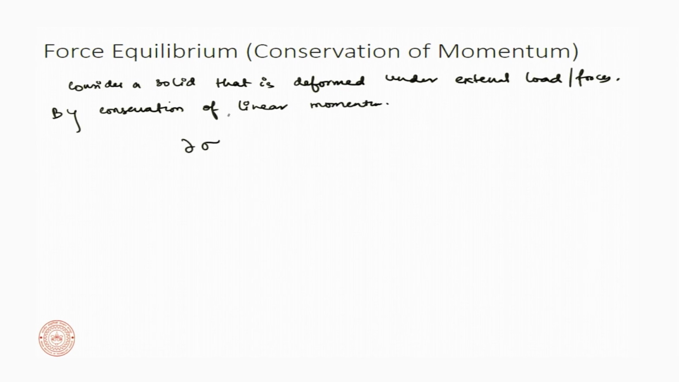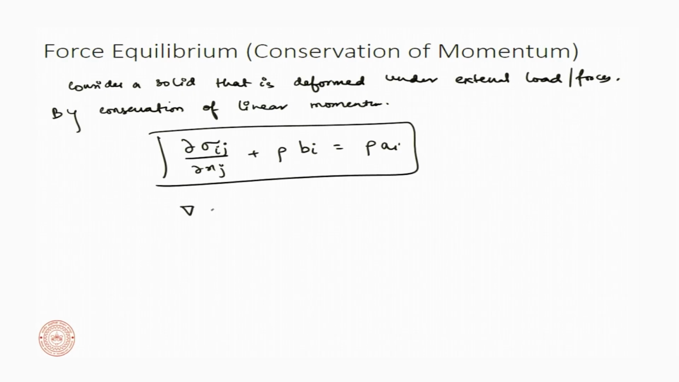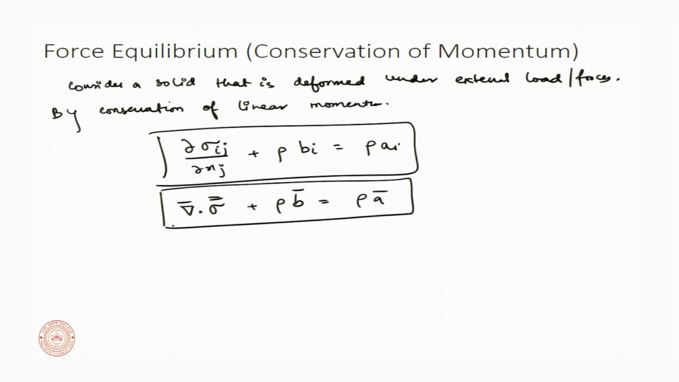Our equation becomes del sigma ij by del xj plus rho bi equals rho ai. You can also say that the divergence of the sigma plus rho b vector equals rho a vector. This is our force definition, right. What is this a of i? That is del squared u of i by del t squared. So, it is related to our deformation. Likewise, this is del squared u vector by del t squared. Okay.